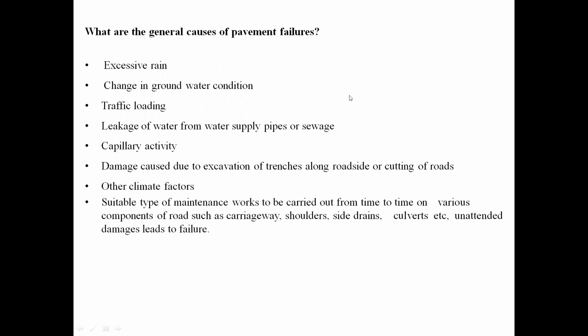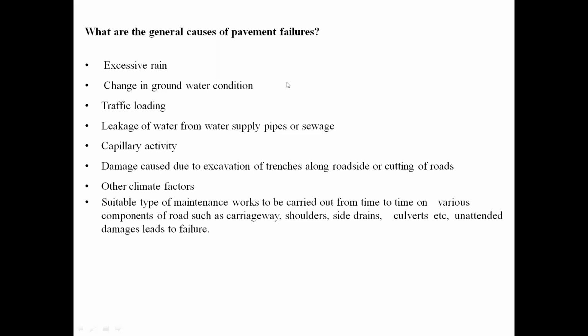Now let us look into the general causes of pavement failures. Pavement failure occurs when an asphalt surface no longer holds its original shape and develops material stress which causes issues. Pavement failure issues include cracking, potholes, depression, rutting, shoving, upheaval and raveling.